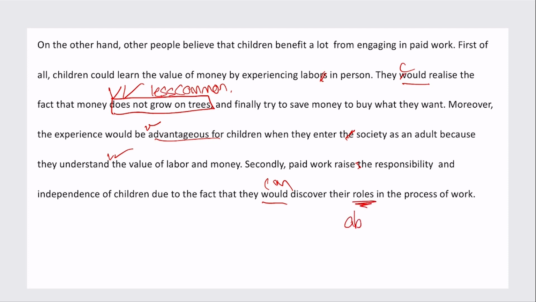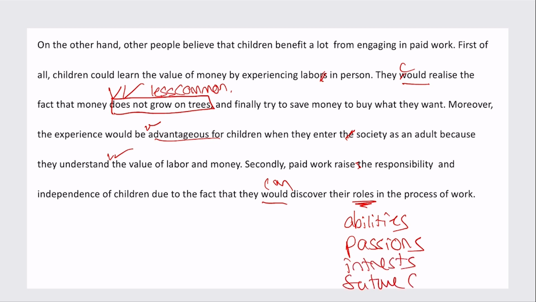Discover their abilities or discover their passions, stuff they really enjoy doing. Discover their interests. Discover their future careers, maybe they mean. It's going to be more specific than, I don't know what they mean by roles here. So again, in terms of task achievement, good. They cover the other side.